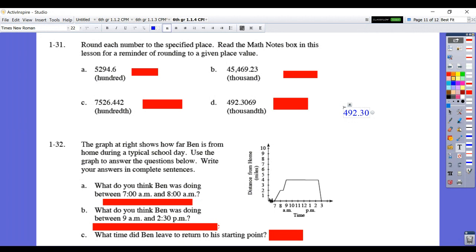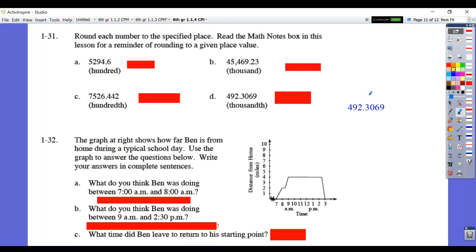and 3,069 ten thousandths. We know we read it that way because when we see a decimal, we read the "and." We read 3,069 as one number. We look at what place value the last digit is in, and that is the ten thousandths: tenths, hundredths, thousandths, ten thousandths. We read this number as 492 and 3,069 ten thousandths.